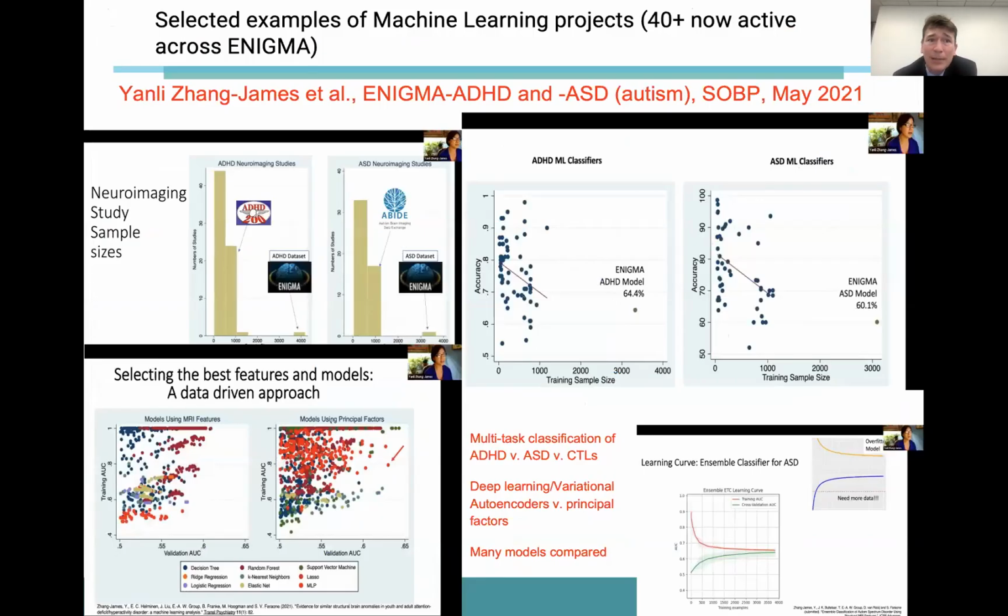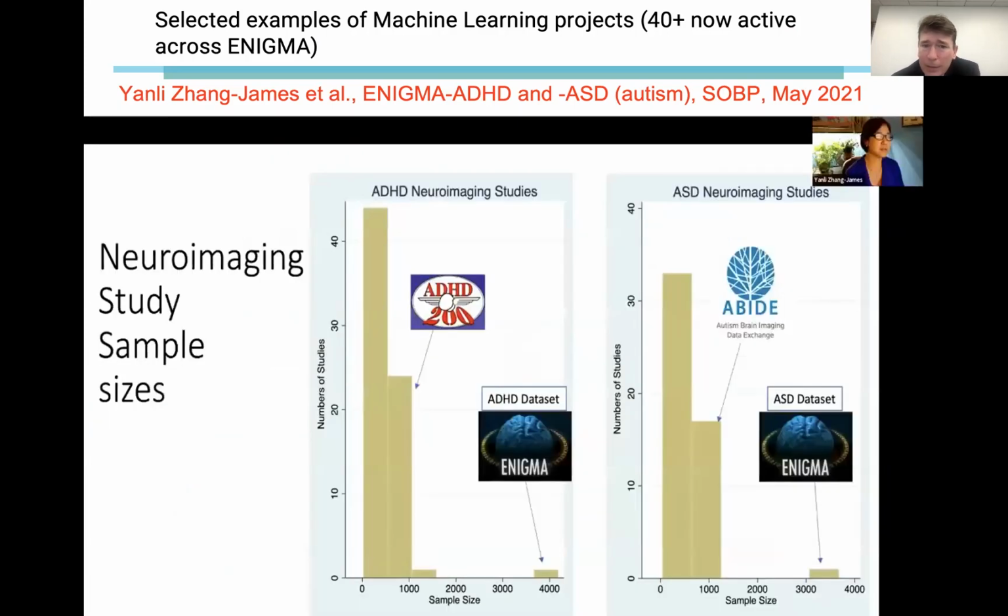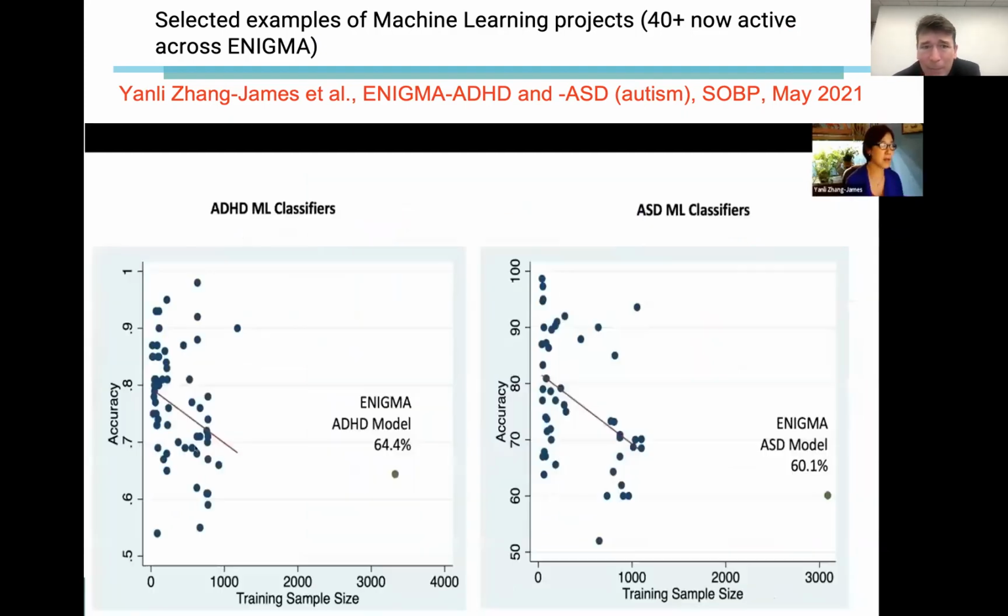So in the final 3 minutes, I'll tell you a little bit about how these methods are being tested in ENIGMA. One really great project for automated diagnosis of ADHD and autism spectrum disorder based on multimodal imaging is being led by Yanli Zhang-James. She has observed that compared to most of the studies in the literature, the ENIGMA multi-site data is obviously a much larger sample. But at the same time, the performance is worse.